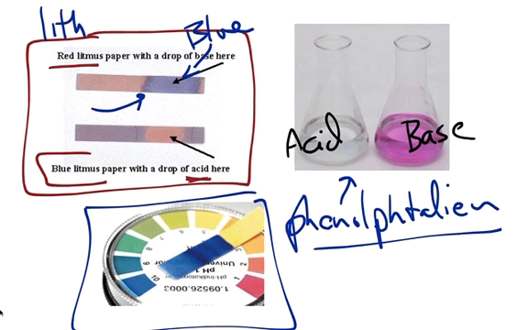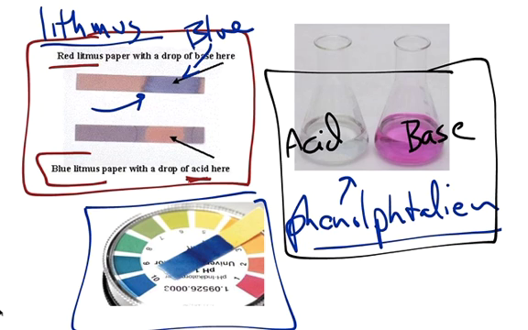Last one is here. So we have litmus paper, that's an important one, again, to remember the colors of. You will have to remember the colors that acids and bases make with litmus paper. It's just something that chemists know. Same thing with phenolphthalein, because it is so common, it's just something we know. You don't have to memorize the colors.